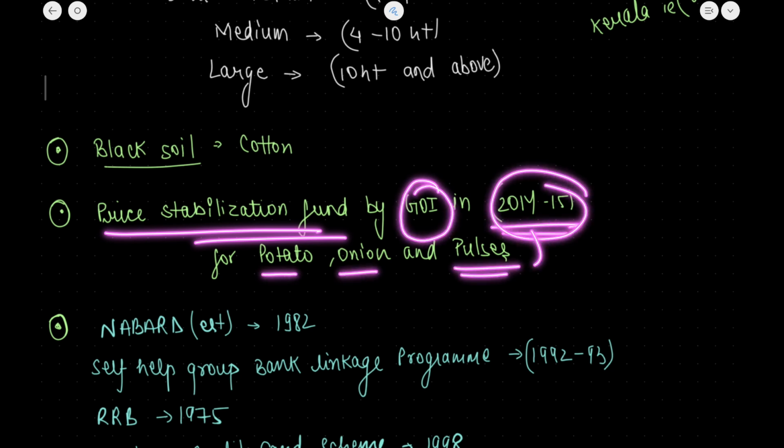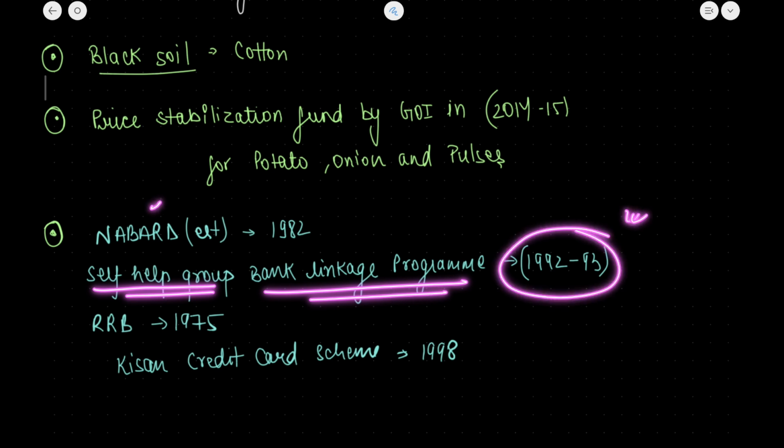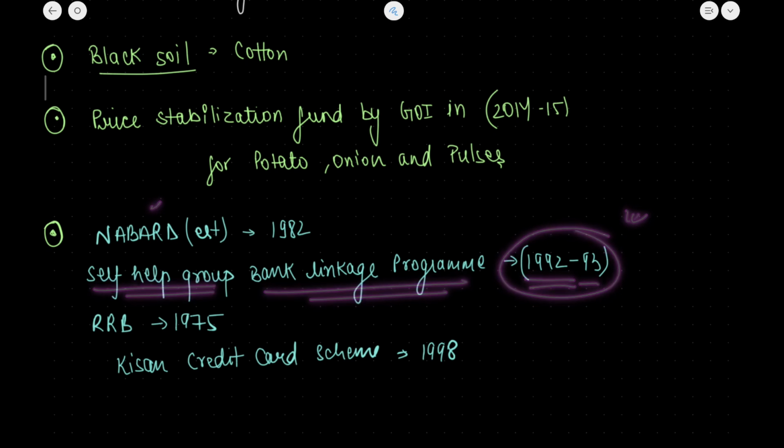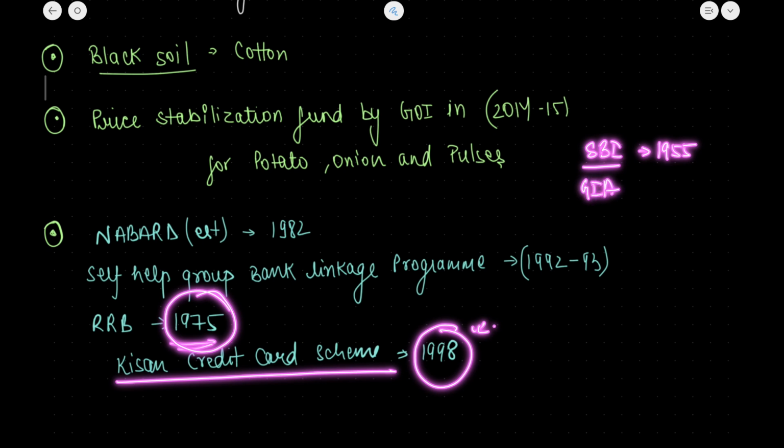Now, there are some different organizations and their years of establishment. NABARD was established in the year 1982. The Self-help group bank linkage program, which was led by NABARD, was there in 1992-93. RRB came up in 1975. Kisan Credit Card Scheme came up in 1998. Now, SBI was nationalized in the year 1955. On the other hand, under the General Insurance Act, the insurance companies were nationalized in 1961.